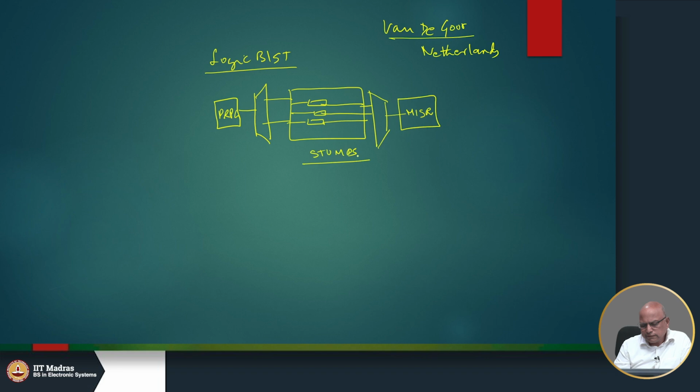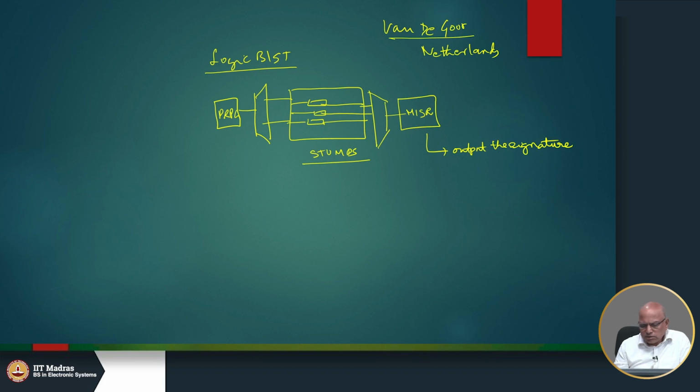What is the advantage? No tester is required now. Okay. We can allow the circuit to test itself and output the signature. And if the signature is different from that of a good circuit, we can conclude that it is a faulty circuit.